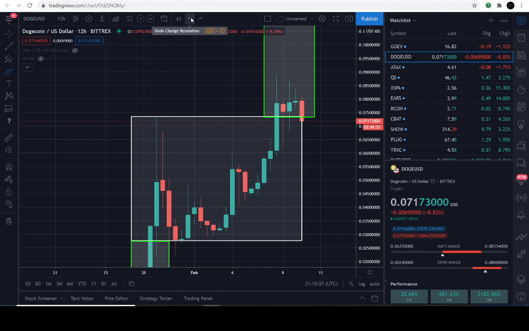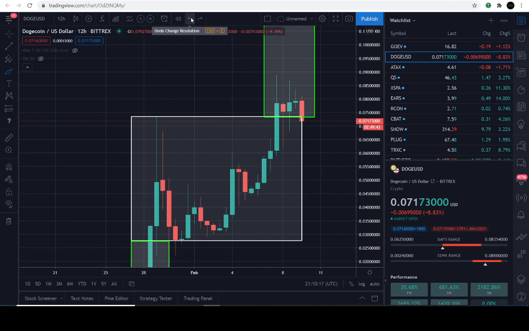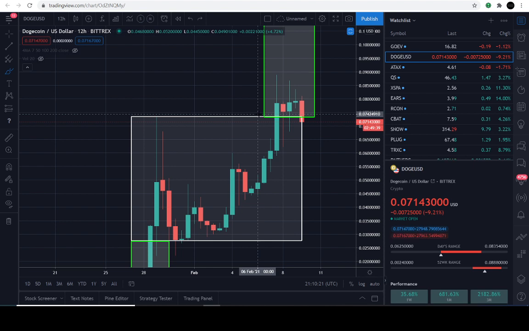Let's go ahead and talk about Dogecoin. Let's pull up the charts and get started here, shall we? All right, so today's February the 9th, 2021, and the current price of Dogecoin is 7.1 cents. It's down approximately 9.2% for the day.